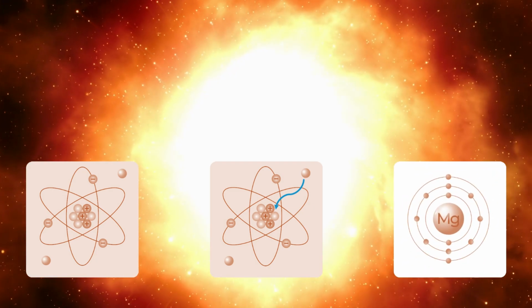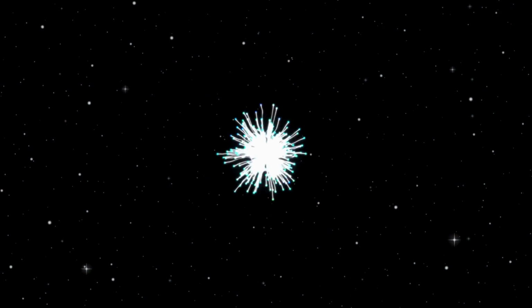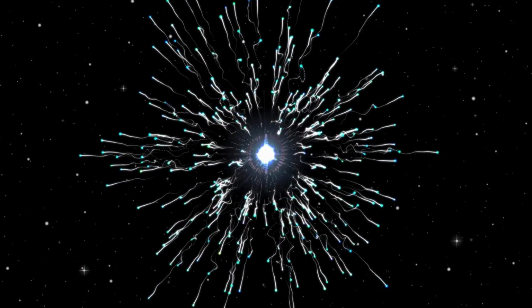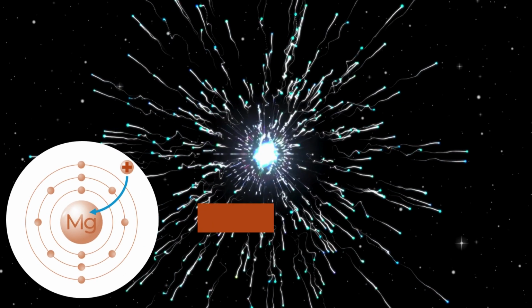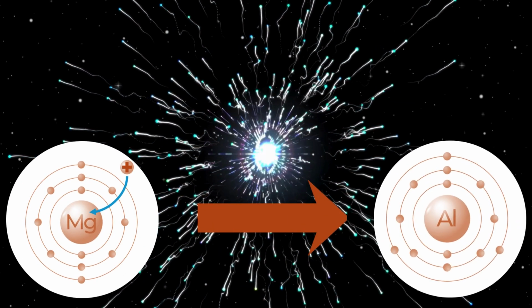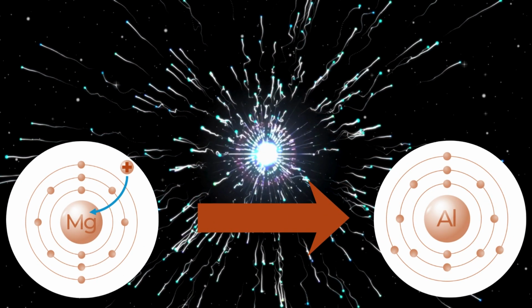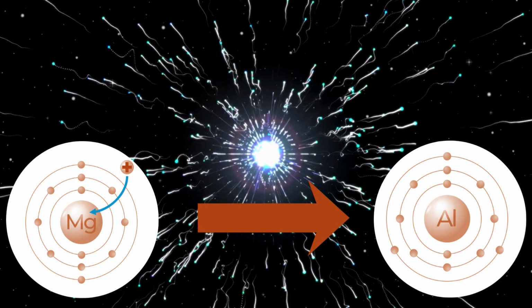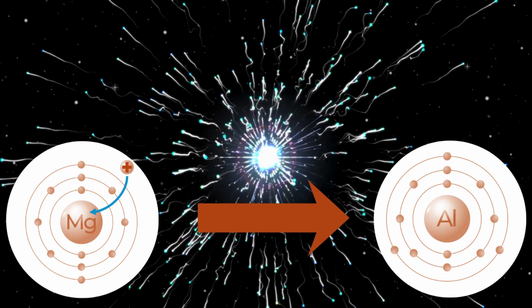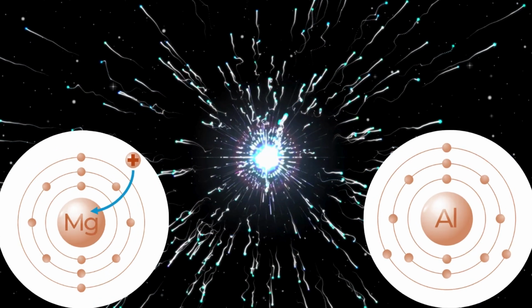But how is aluminum formed from magnesium? In the environment of an exploding massive star, magnesium absorbs a proton in a process called proton capture. This addition of a proton converts magnesium to aluminum. The large majority of the aluminum present in our universe today was created by this process taking place in exploding stars, and it was distributed by these explosions as well.